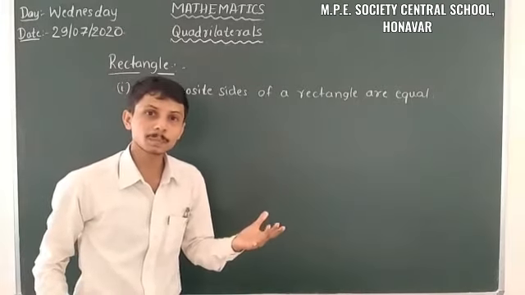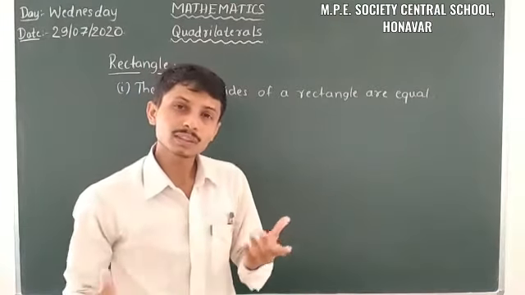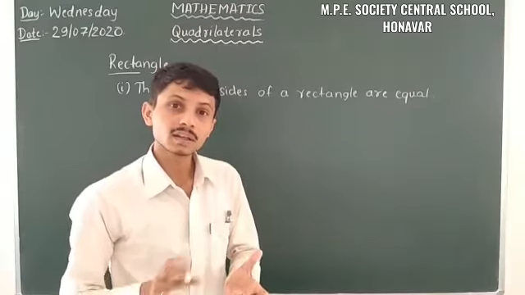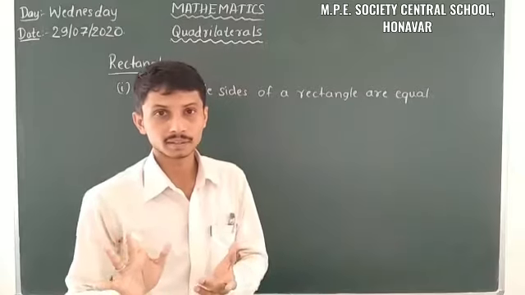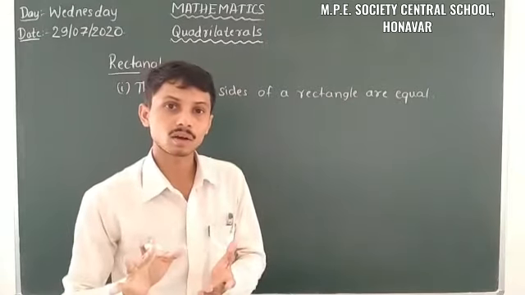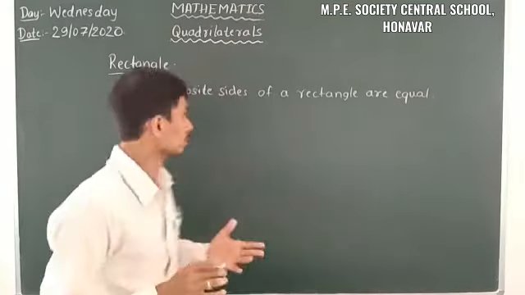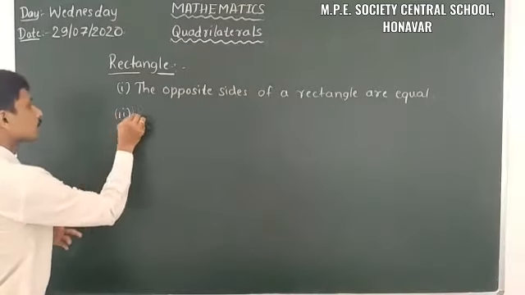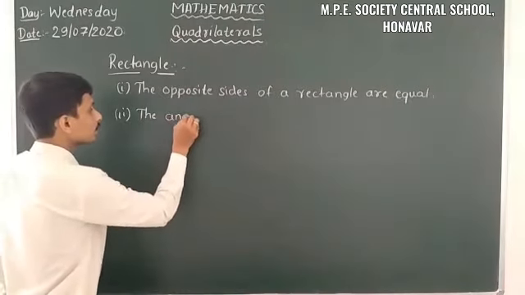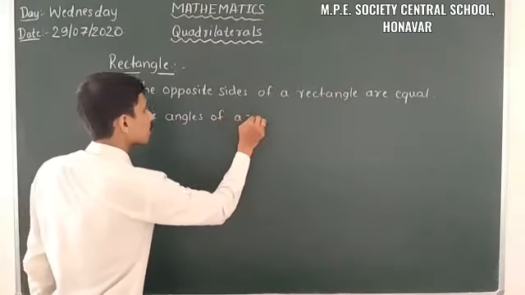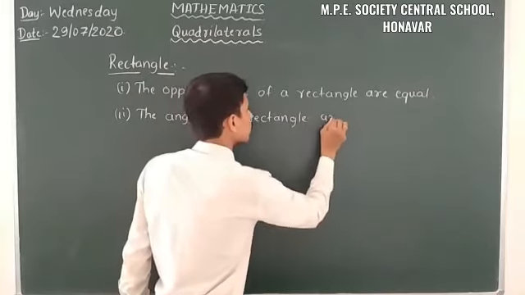So let us move on to the next property, that is angles. In a parallelogram the opposite angles are equal, but here all the angles are equal, that is 90 degrees. All the interior angles of a rectangle are equal. So that is secondly, the angles of a rectangle are equal.